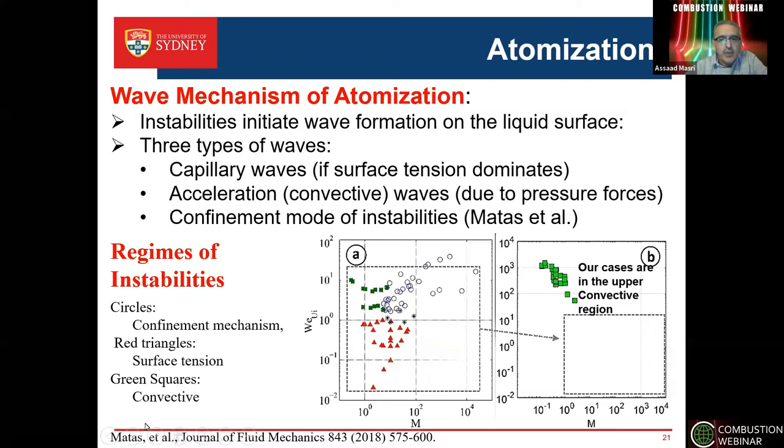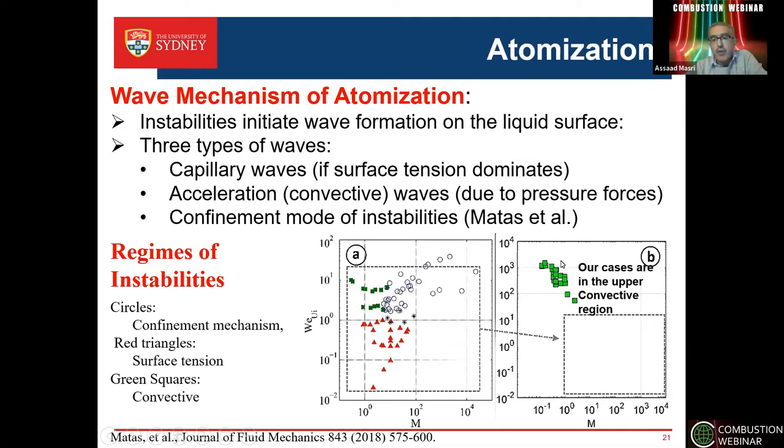And we're also confirming the recent results of Matas et al., who have shown a regime diagram for the various waves that form, plotted with respect to the Weber number. This is a special Weber number evaluated at the interface of the liquid and gas, and on the other axis, the momentum ratio. They have identified three types of waves: capillary waves for flows dominated by surface tension, convective waves due to pressure forces, and confinement modes of instabilities, which are plotted in different colors on the regime diagram here.